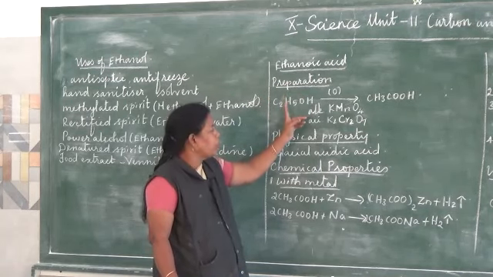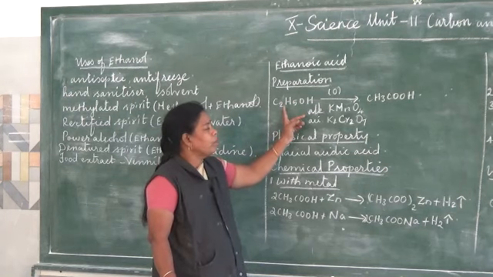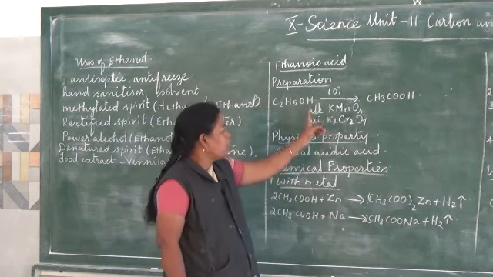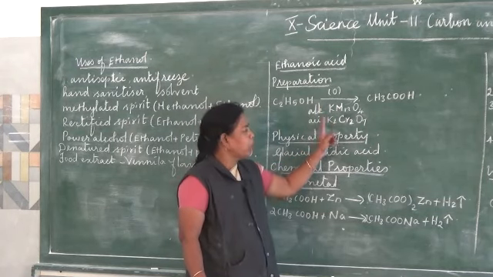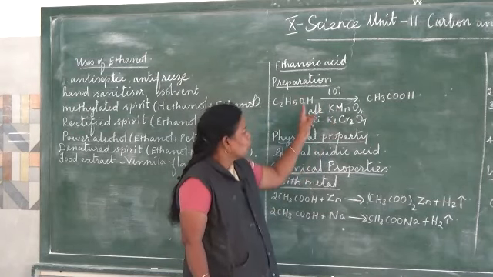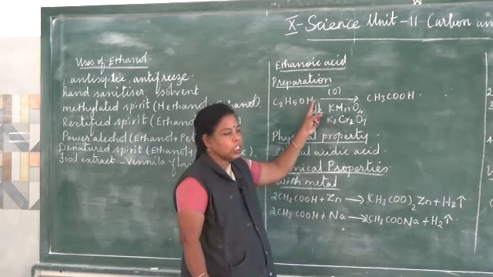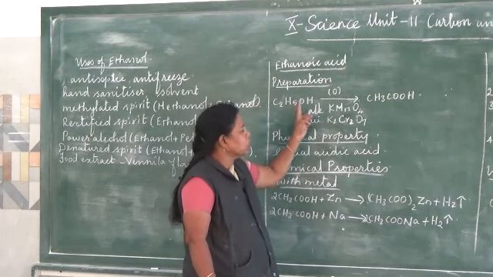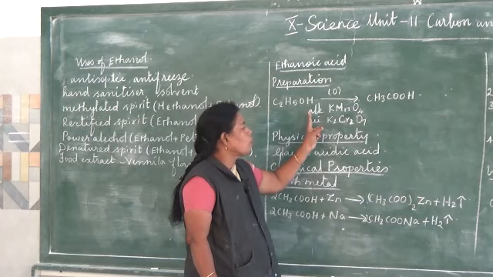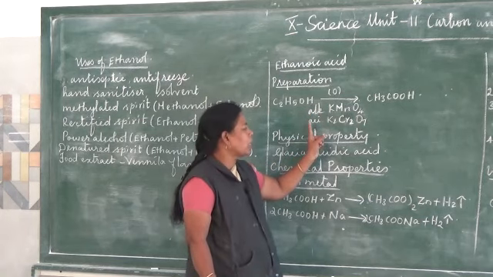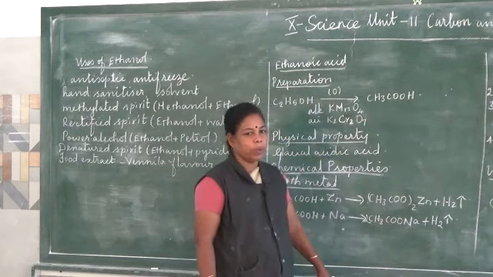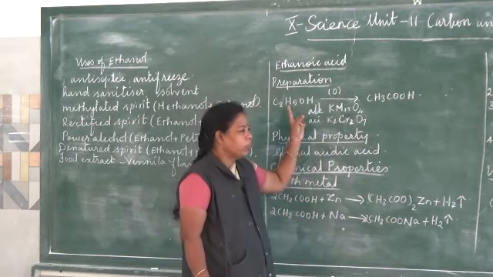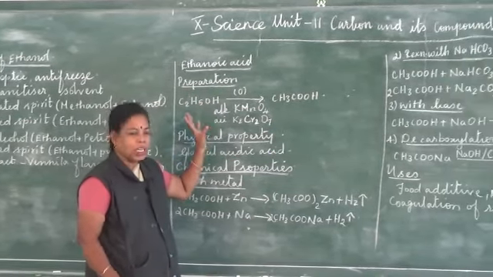Ethanoic acid is prepared from ethanol. Ethanol, when it is oxidized in the presence of alkaline potassium permanganate or acidified potassium dichromate, forms ethanoic acid or acetic acid. So it is an oxidation process. This is the preparation of ethanoic acid on a large scale.